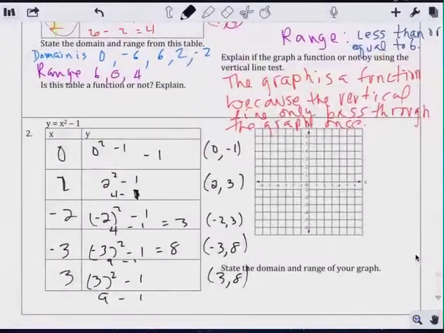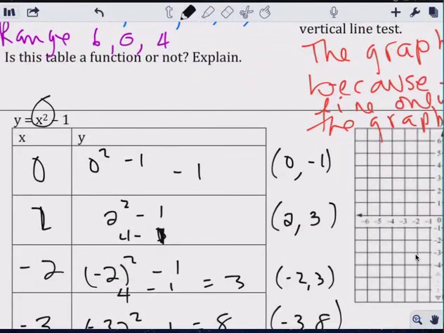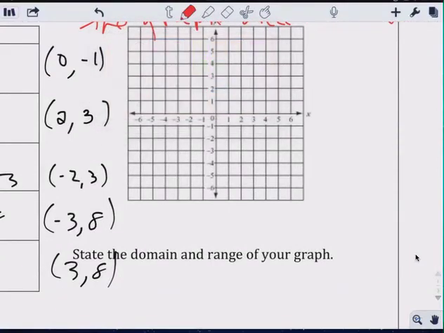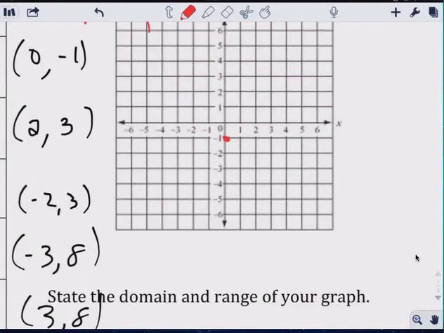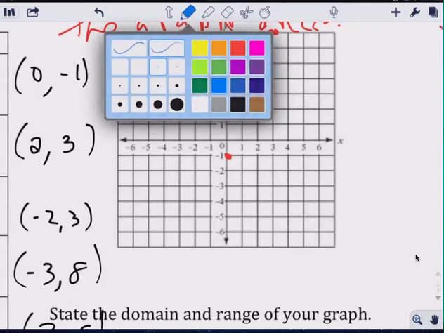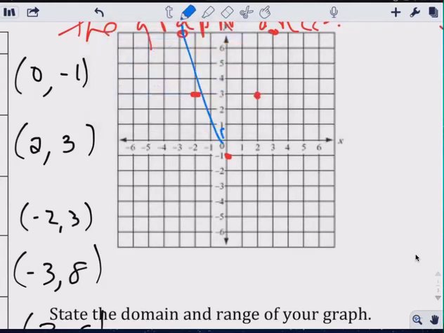It's going to be a parabola. It's a quadratic. When it's a quadratic, it has a square, so it's going to be a parabola. Okay, the parabola is at 0, negative 1 right there. 2, 3. Okay. And then negative 2, 3. Negative 3, 8. And 3, 8. Okay, and that's your parabola. It's a quadratic equation, so it creates a graph called a parabola.